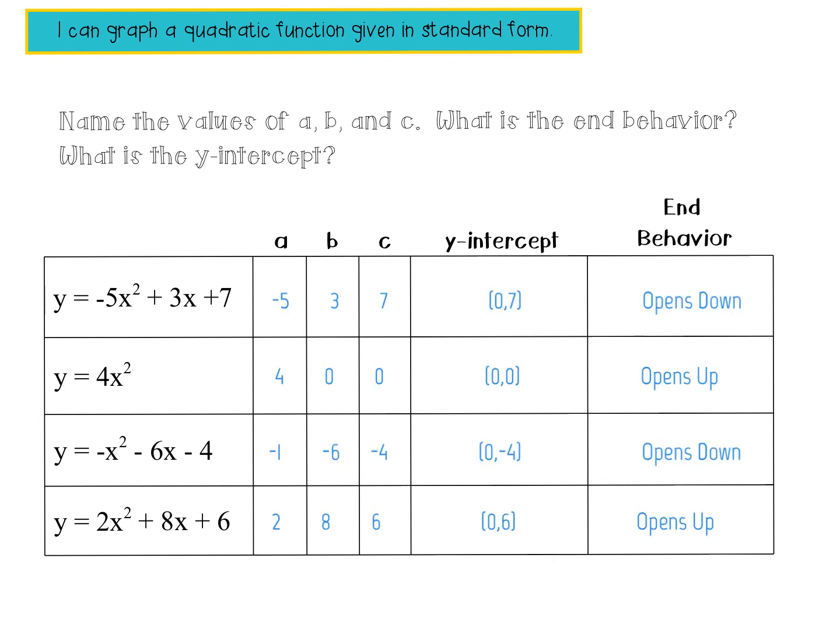All right, so hopefully you were able to identify the different a, b, and c values of each quadratic equation. You were able to pick out the y-intercept as an ordered pair, and you were able to identify just whether the graph is going to open up or open down. So go ahead and check your answers now.